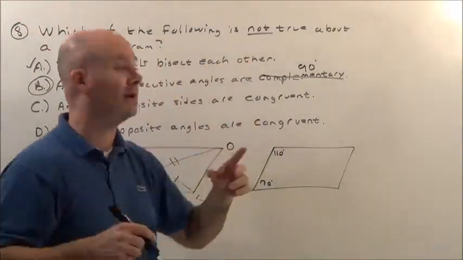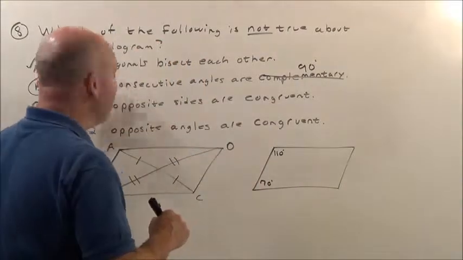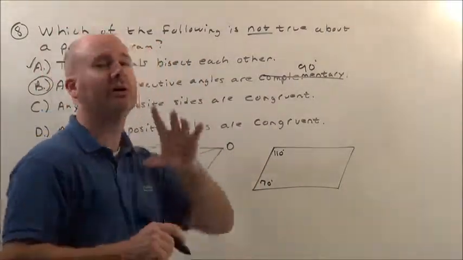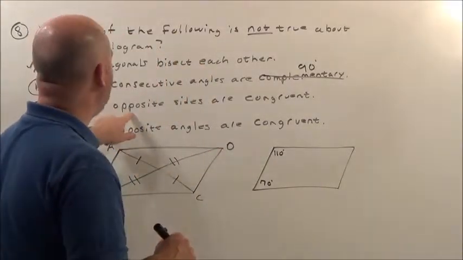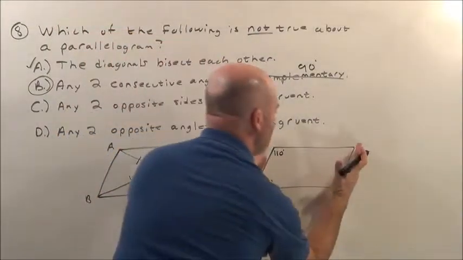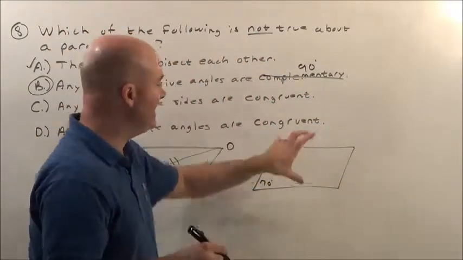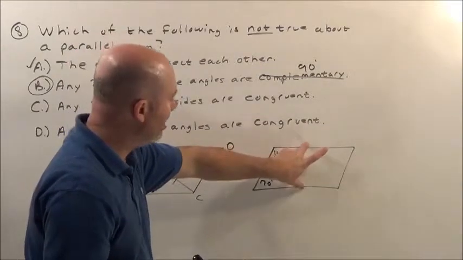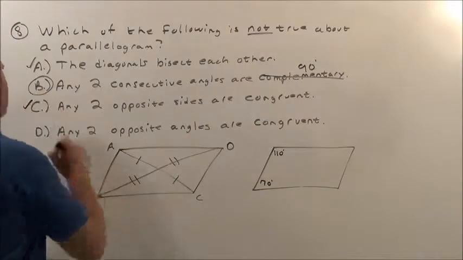Now let's double check, make sure, because sometimes in SOL they want more than just one. You got to pick every one of them that's not true. Not in this situation, but let's just go through and make sure. Any two opposite sides, these are opposite sides, those are opposite sides, are congruent, meaning they're the same length. Yes, we know that in a parallelogram, opposite sides are equal in length. So that would be a true fact.